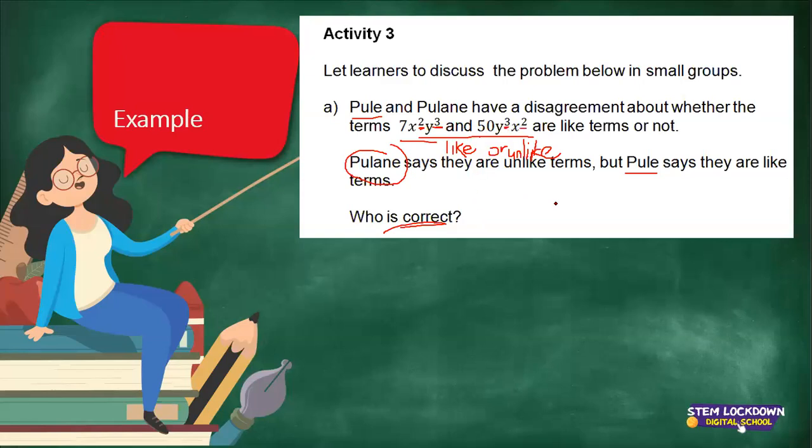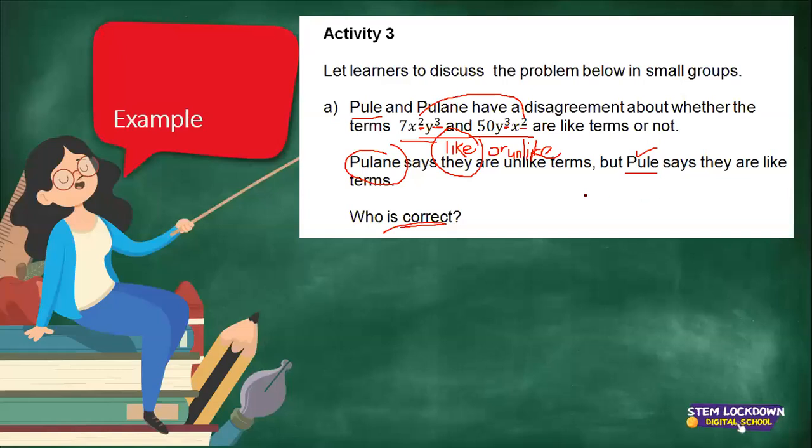So the correct answer, Pule is correct. These terms are the same. In this case, we started with x, and here we ended with x, but it is the same value. And for the first one, you can see the y cubed is at the end, but here it is at the beginning, but it's the same. So these terms are like terms. Okay, well done.